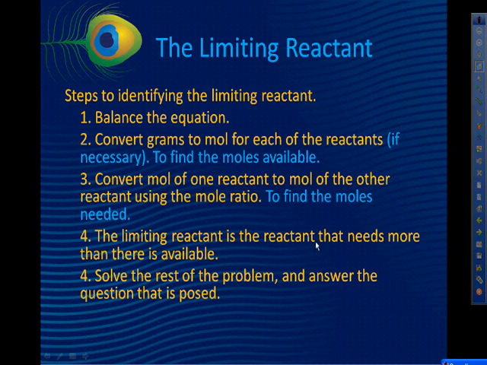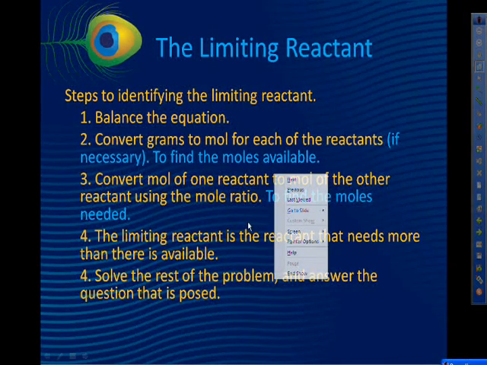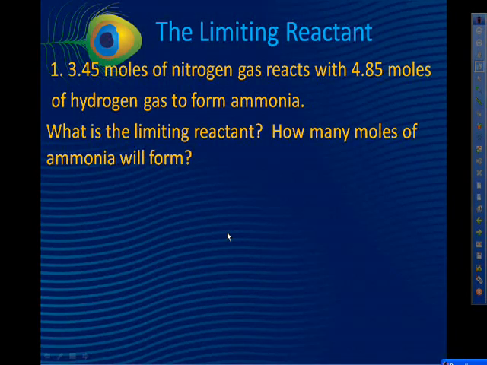And so you're going to solve the rest of the problem and answer the question that is posed, and it's a really important thing that's not included on this second number 4. You're going to use that limiting reactant to solve the rest of the problem. And then you might have excess of your excess reactant. Looking at the first problem, 3.45 moles of nitrogen gas reacts with 4.85 moles of hydrogen gas to form ammonia. What is the limiting reactant and how many moles of ammonia will form?